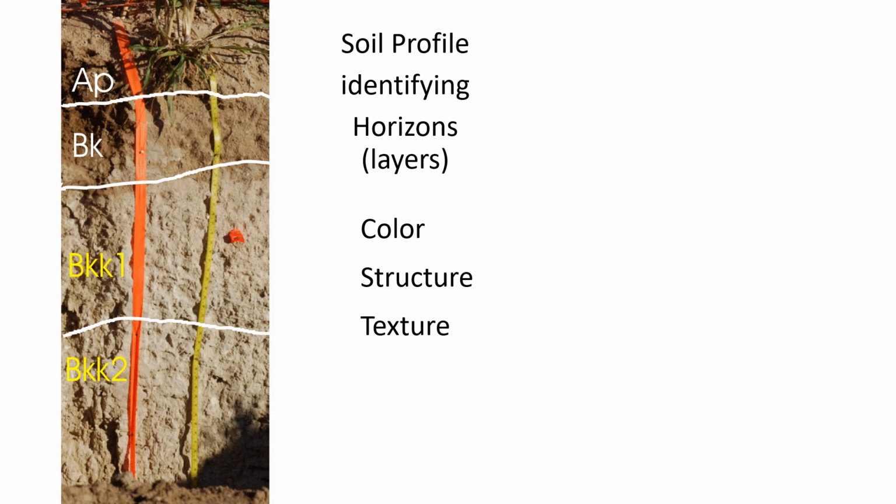But you can see a difference in the color between the AP and the BK, and then between the BK and the BKK1, there's a difference in color. There's a little difference in color even, but more of a difference in the shape of the aggregates. And if you had a bottle of acid and you dribbled it on it, you could see that there's also going to be a change, the greater amount of fizz as the carbonate compound content is increasing.